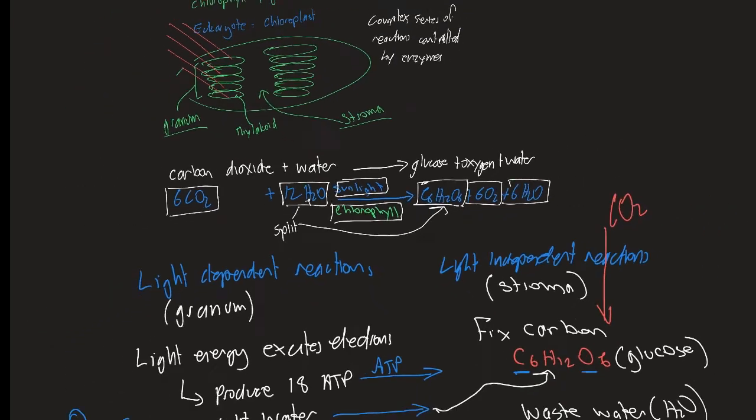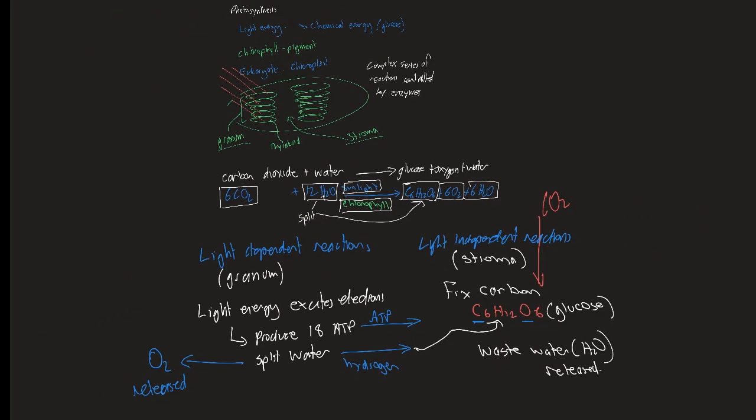So that is photosynthesis. The light-dependent reactions, exciting electrons, produce ATP and split water. Light-independent reactions fix carbon. Take the carbon dioxide from the atmosphere, fix it with hydrogen to produce glucose. And that's it.